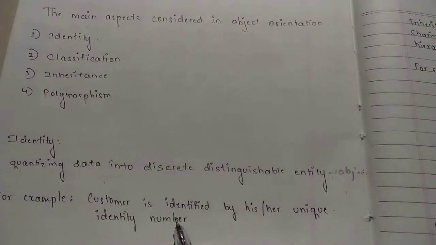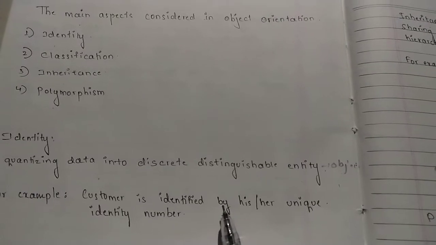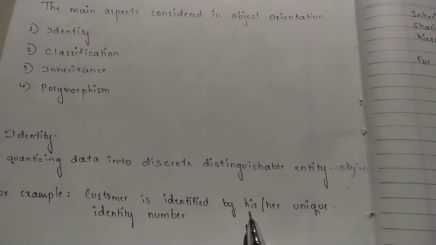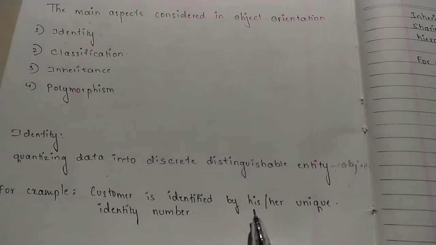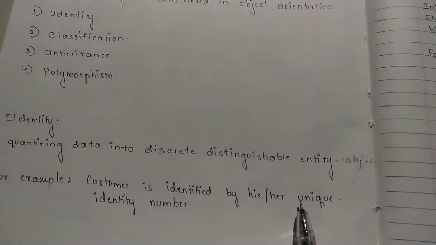For example, for a computer to identify the customer, it will use their unique identity number called customer ID. Similarly, students are uniquely identified by their USN number.